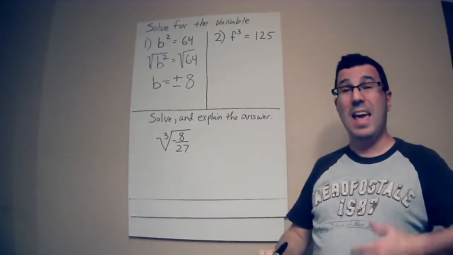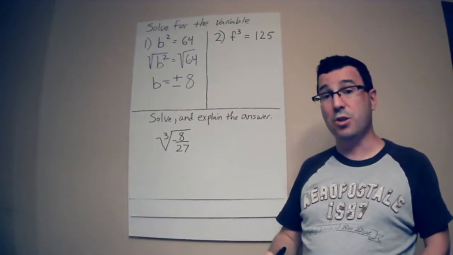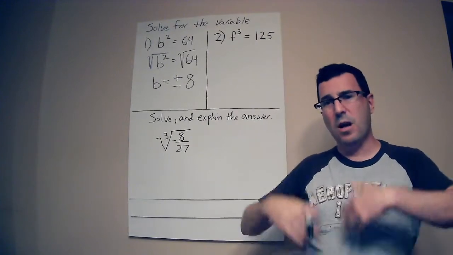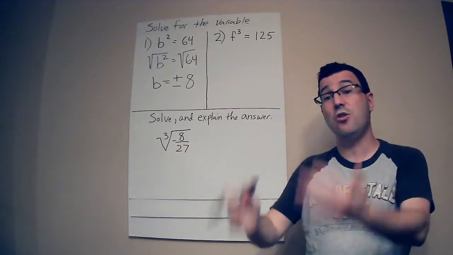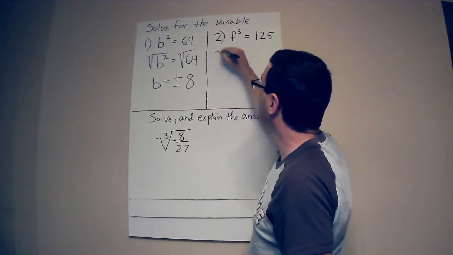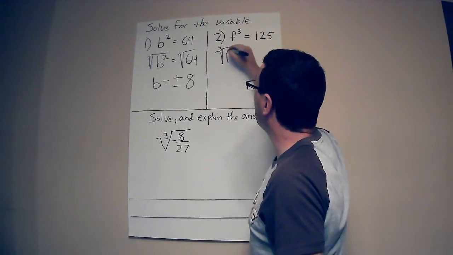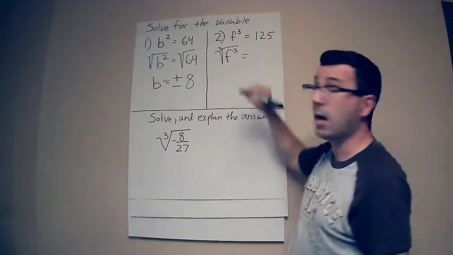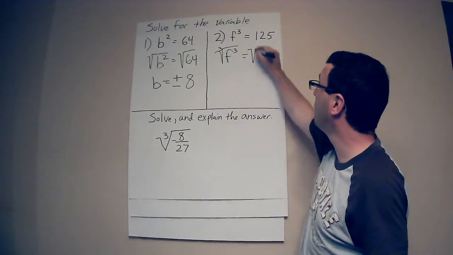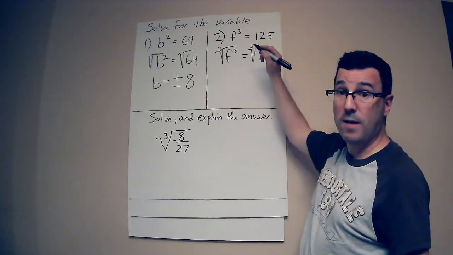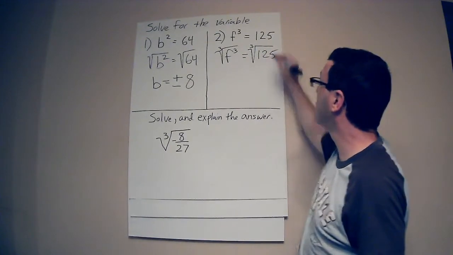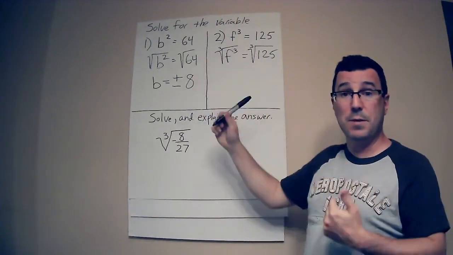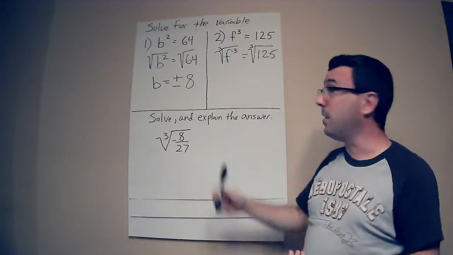Let's take a look at this. The second one, f to the third equals 125. So just like we did with the square root, we now have to undo the cubing. So we're going to now take the cube root. So we're going to take the cube root of f to the third, and we're also going to take the cube root of 125. So again, when we take the cube root of something that's being cubed, all we're left with is that something, which in this case is f.